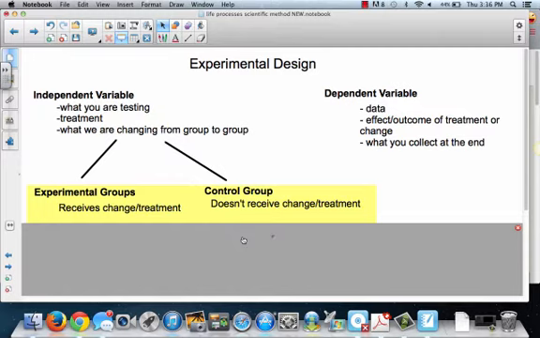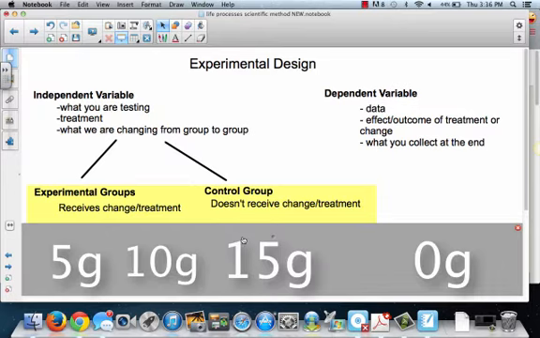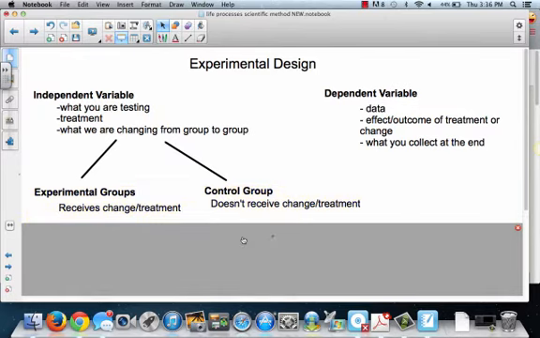In fact, you could have multiple experimental groups. For example, when we're testing the amount of fertilizer on plant growth, you can have different groups that receive different amounts of fertilizer. For example, maybe one group receives 5 grams, maybe a second group receives 10 grams, and a third group receives 15 grams of fertilizer. Where the control group would receive 0 grams of fertilizer, because it's the control.